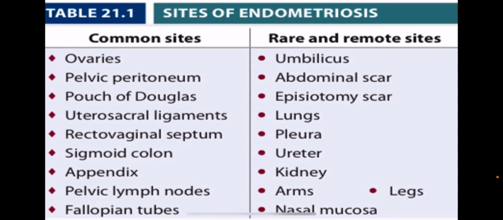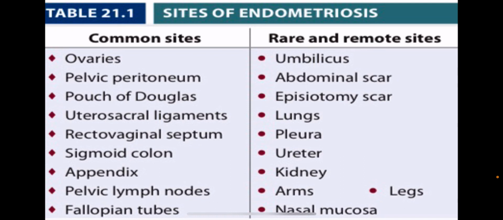Uterosacral ligament. The uterosacral ligament is a connective tissue which is found between the uterus and the sacrum, the lower part of the spine. In this connective tissue, endometriosis can occur. Rectovaginal septum, again a connective tissue which is found between the rectum and the vagina. Sigmoid colon, appendix, pelvic lymph nodes, fallopian tubes. These are the common sites.